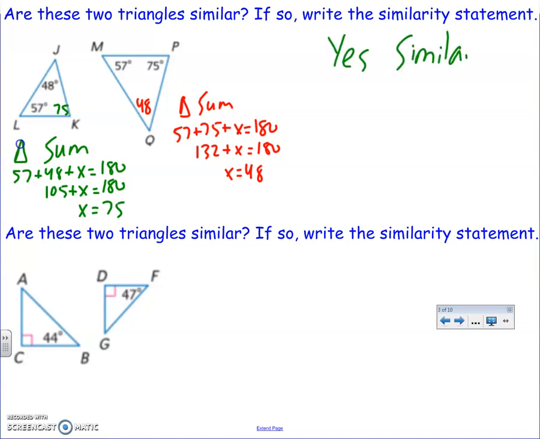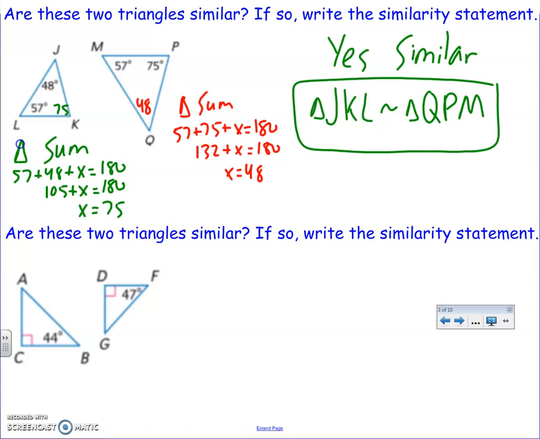Write the similarity statement. Triangle, it doesn't matter the order for the first one. It's called JKL. I like that. JKL is similar to... Now the order matters. J was 48 degrees, so Q is 48 degrees. K is 75, P is 75. Then L is 57, M is 57. There you go.